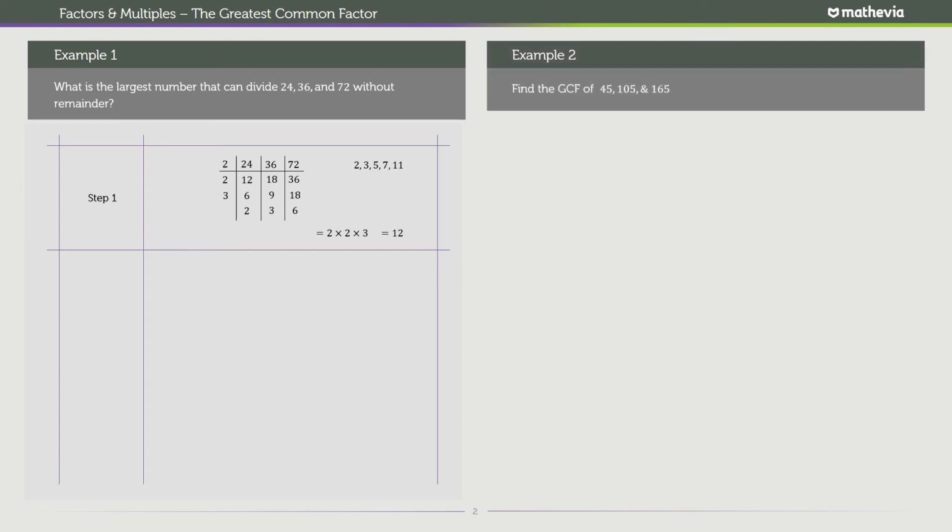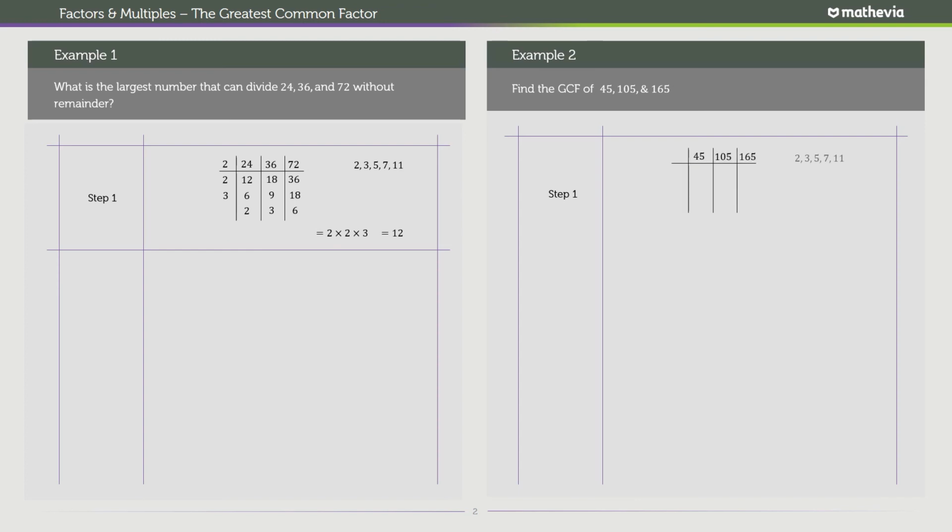Now example 2. Example 2 says find the GCF of 45, 105, and 165. Quite simply, we have our table, our prime numbers, and looking at our numbers, we definitely can't divide by 2, but we can divide by 3. So we start with 3. 45 divided by 3 gives you 15. 105 divided by 3 gives you 35. 165 divided by 3 gives you 55.